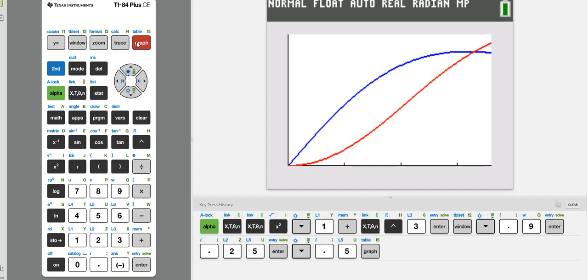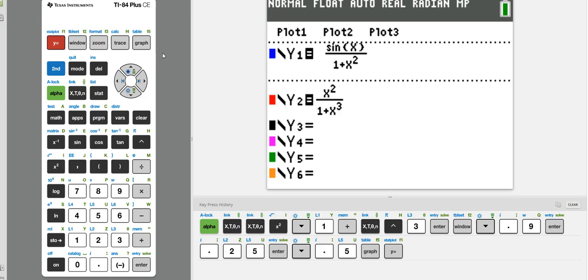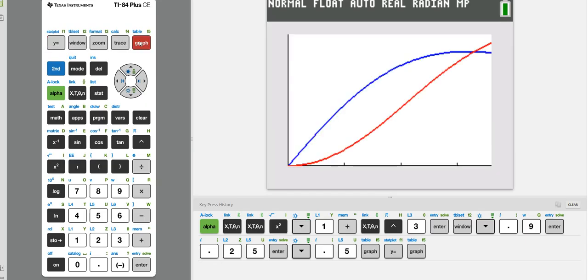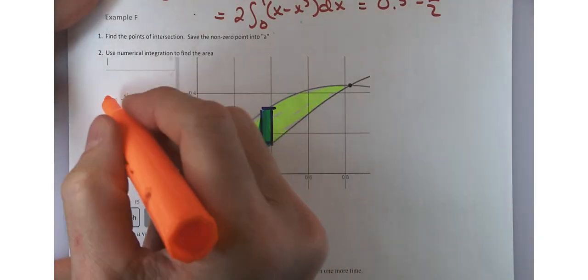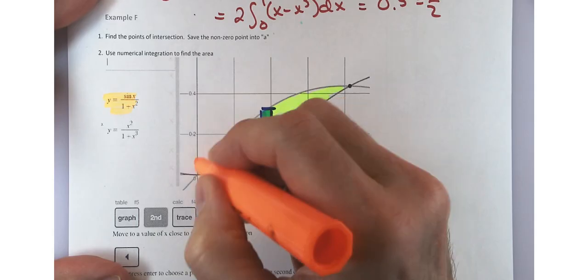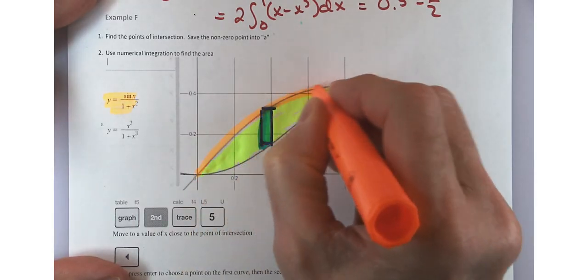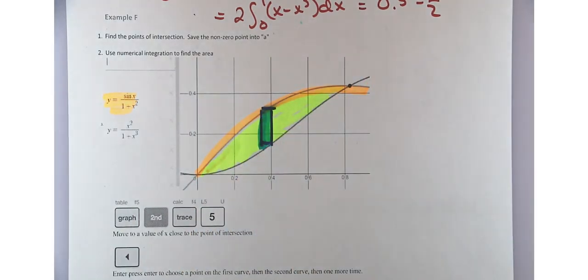We can now tell which graph is which because they're color coded. If you look back at your y equals key, the sine of x over 1 plus x squared, that's the blue one. So that's our top function. Let's take note of that this way. Here's your top function, so I'll code it like that. And then here's your bottom function.